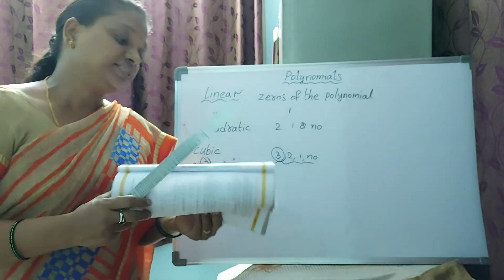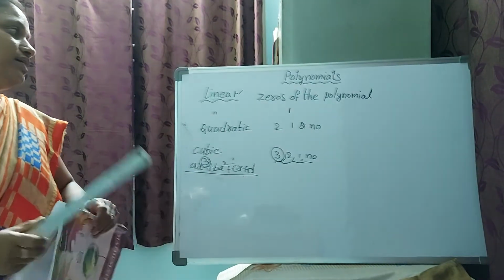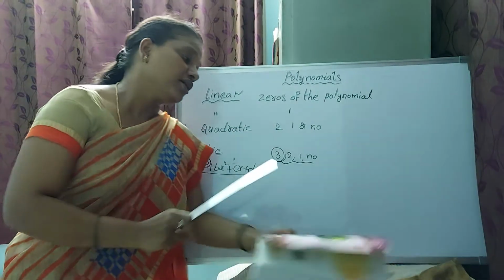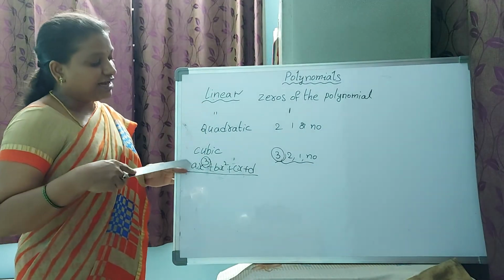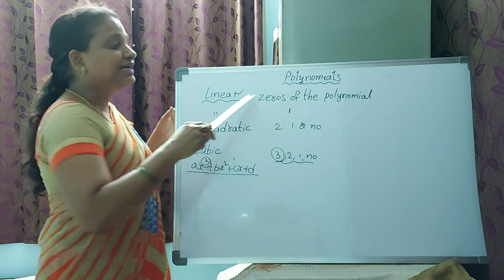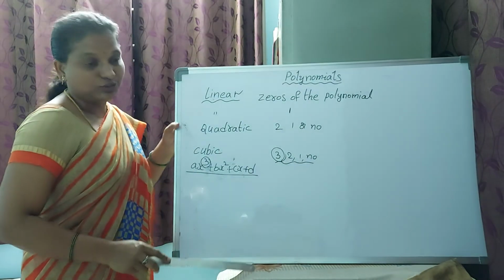Okay. Today we discussed the linear polynomial graph, the graph of the quadratic polynomial, the graph of the cubic polynomial, and the zeros of the polynomials also we discussed.